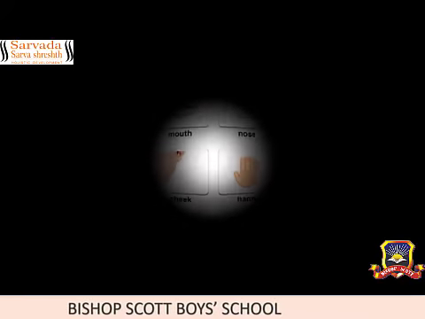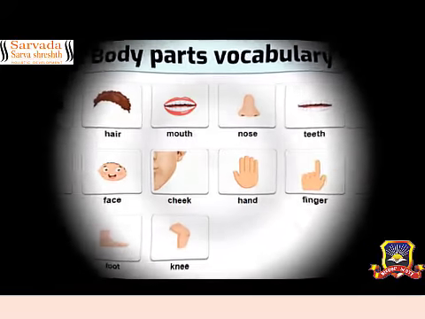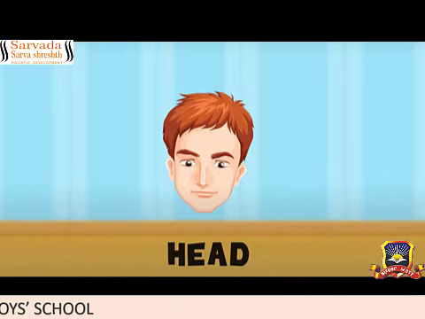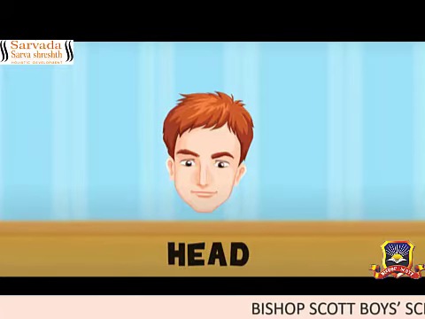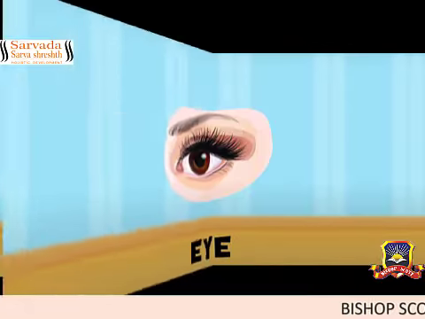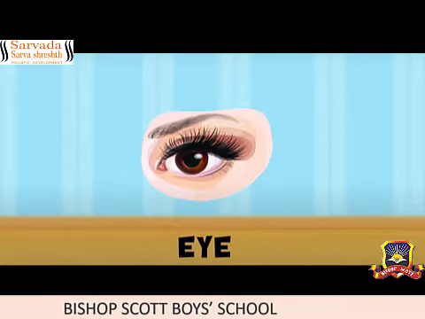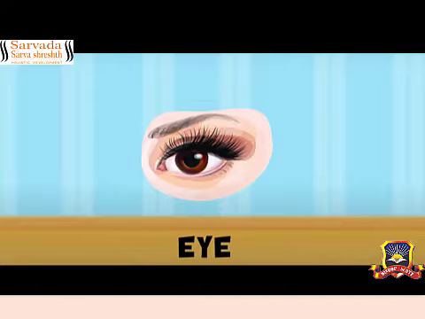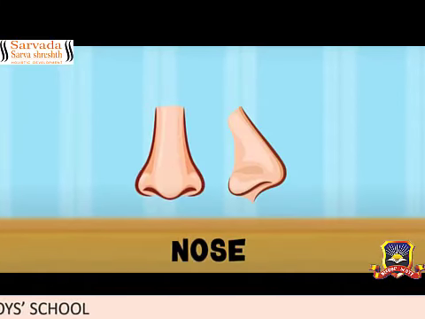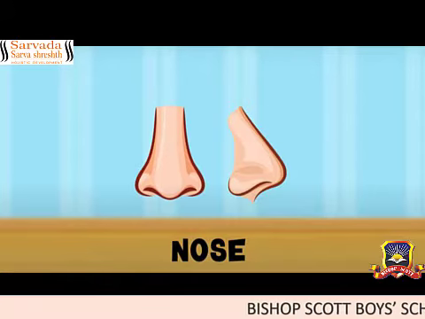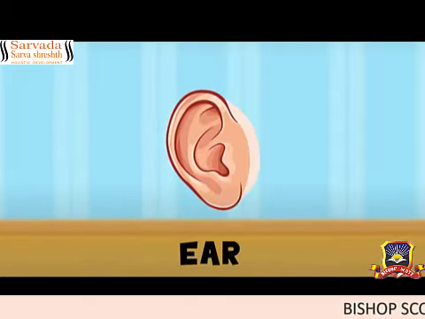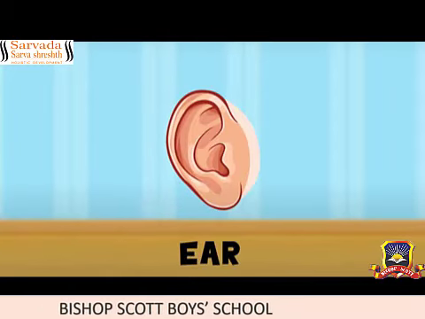Now, let's learn the spellings and pronunciation of our body parts. Head. H-E-A-D. Head. Eyes. E-Y-E-S, eyes. Nose. N-O-S-E, nose. Ears. E-A-R-S, ears.